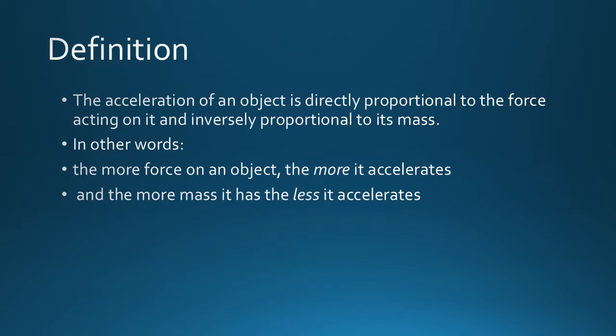And inversely proportional kind of means the opposite. So the more mass something has, the less it accelerates. Which kind of makes sense if you think about it. It's more massive, so it's harder to get it to change its motion. It has more inertia.